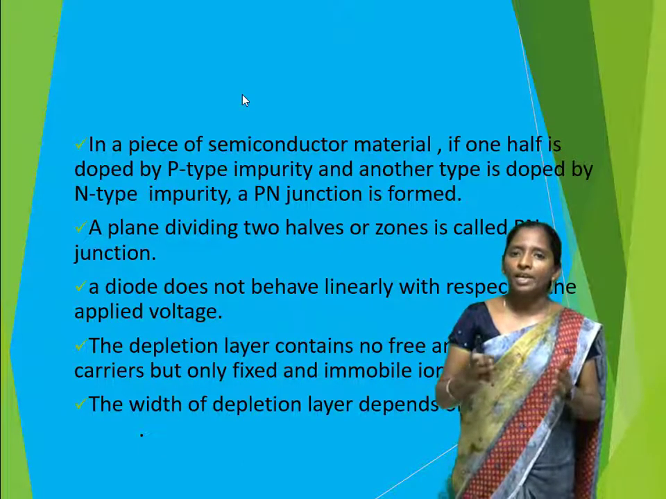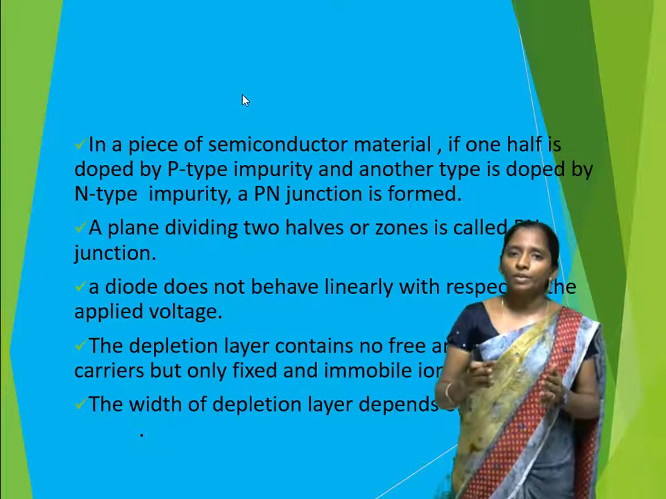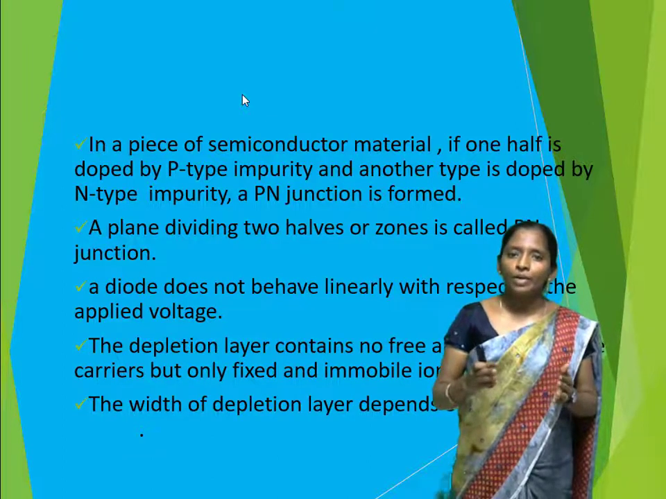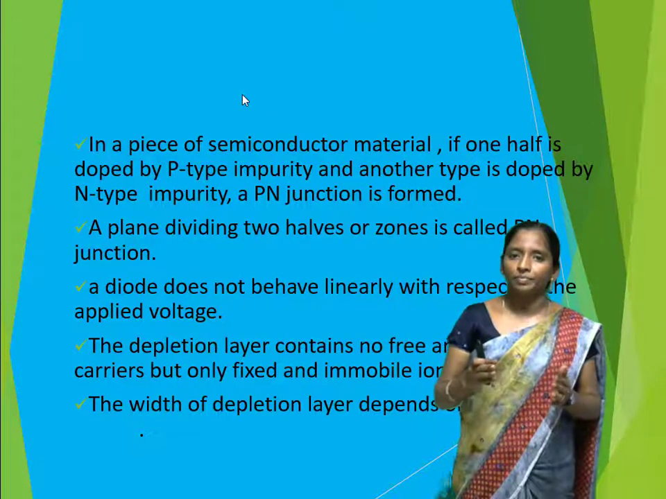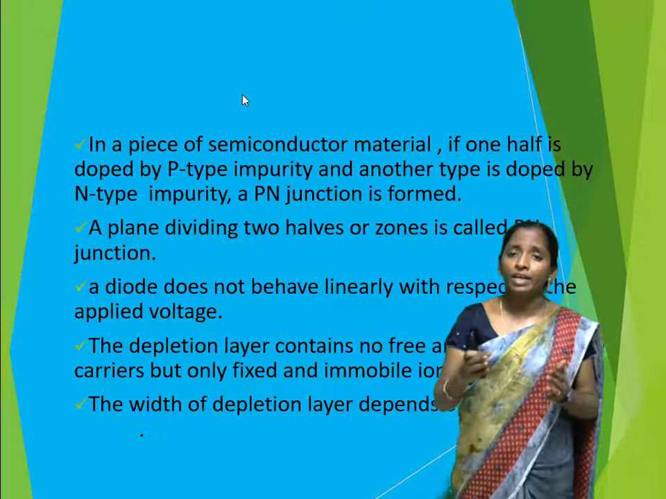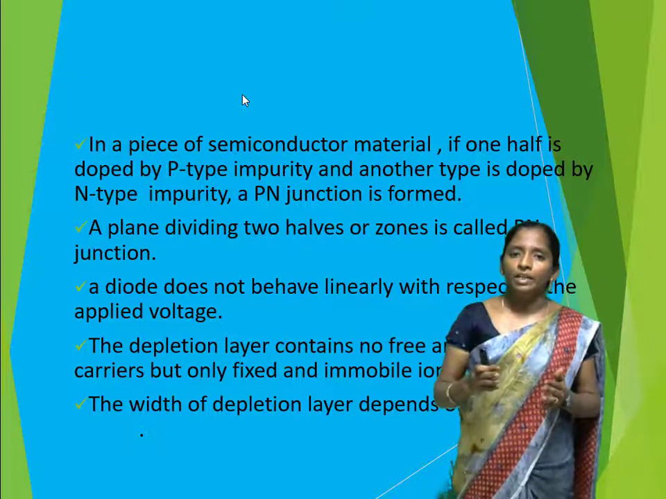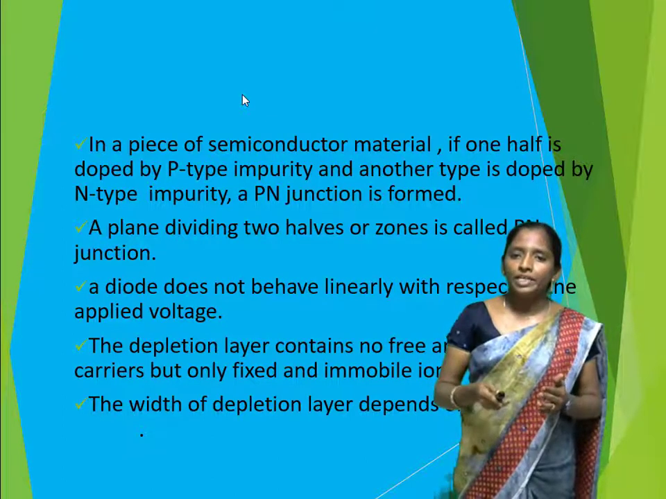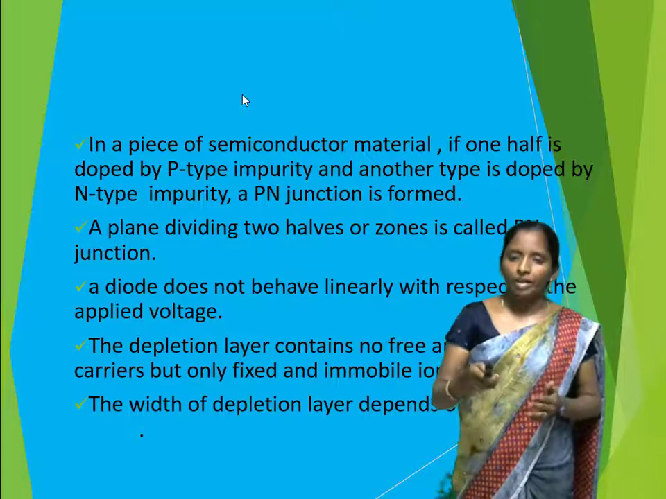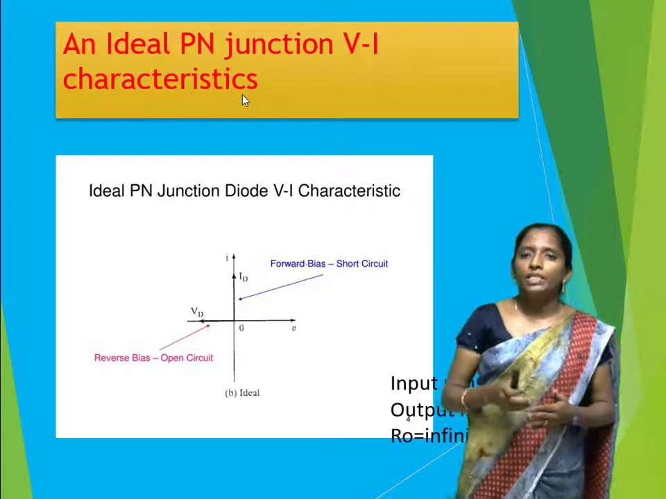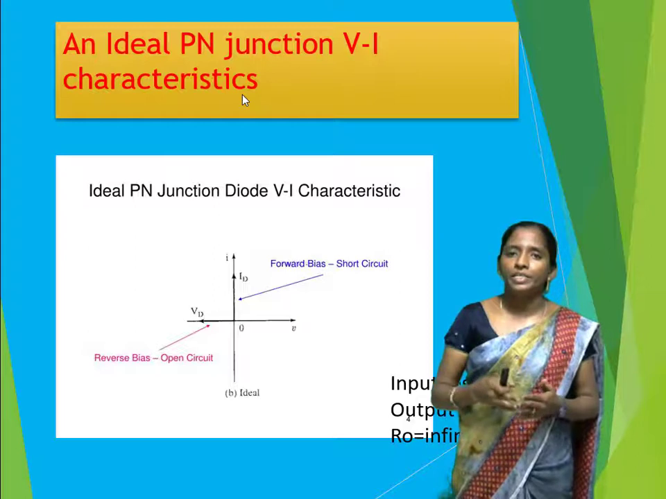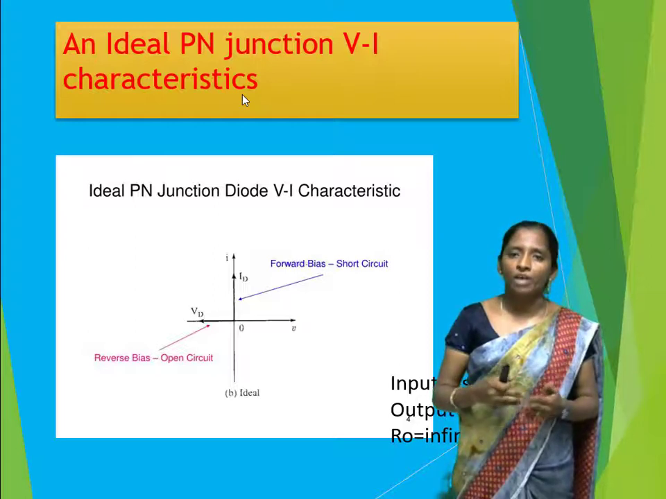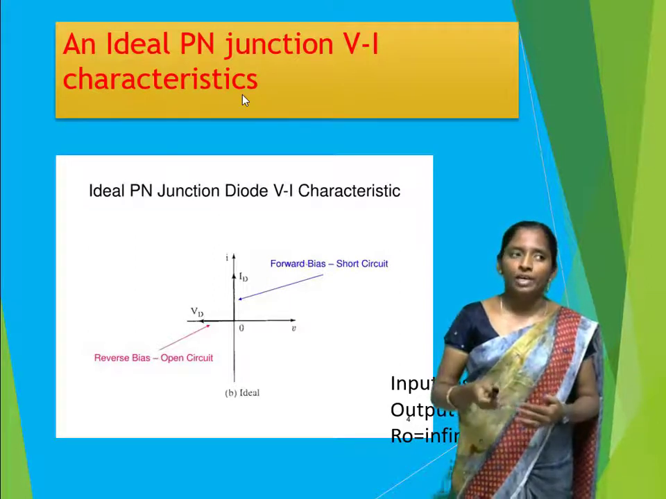A diode does not behave linearly with respect to applied voltage. That means the current does not change linearly with the applied voltage. The depletion layer contains no free electrons. It has only immobile ions. The width of the depletion region depends on the applied reverse bias. The PN junction diode operates in three conditions: one is no bias, another is forward bias, and one more is reverse bias.